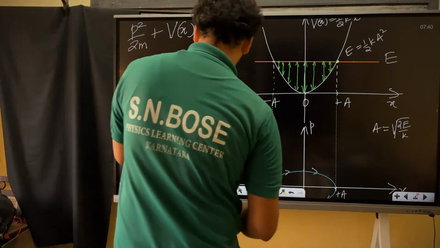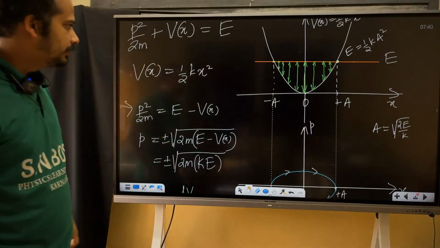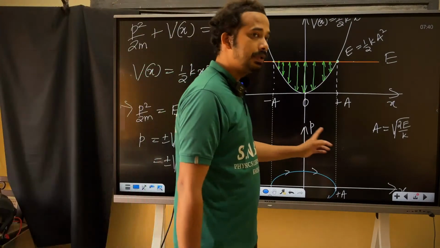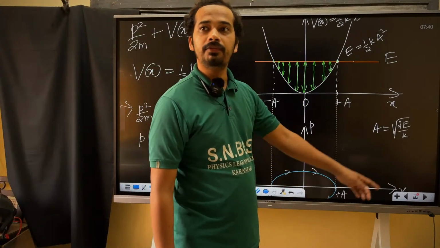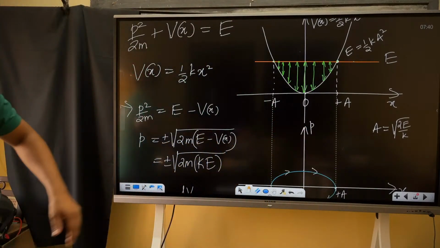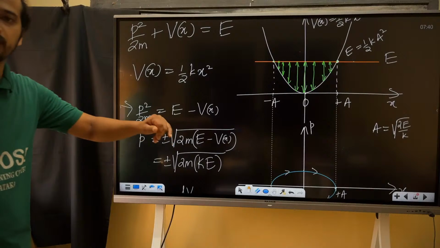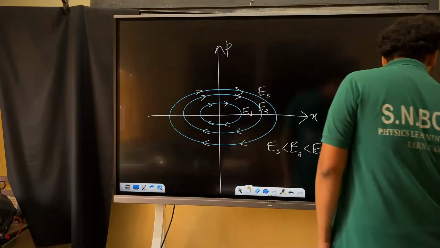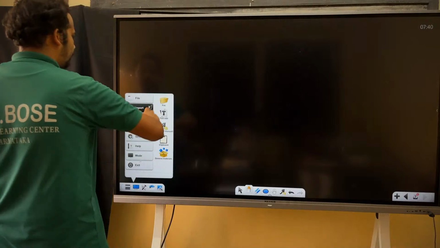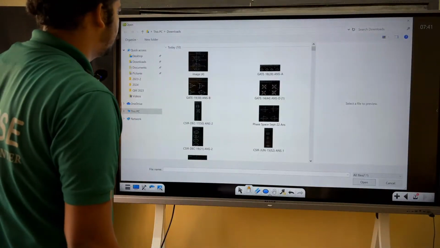So what else can you observe along with these two? If it is a bound particle, the phase space trajectory is a closed curve. If it is an unbound particle, the phase space trajectory is open. It will not be a closed curve. That you can observe. There is one GATE question; if you try that GATE question, you will get to know. That is an unbound particle here.